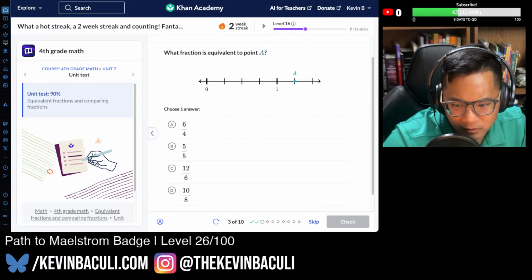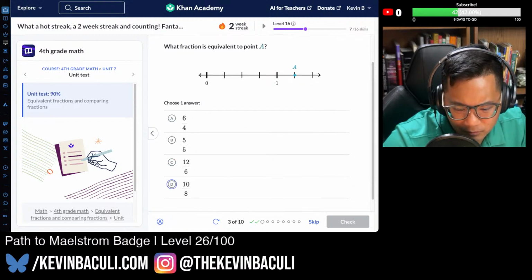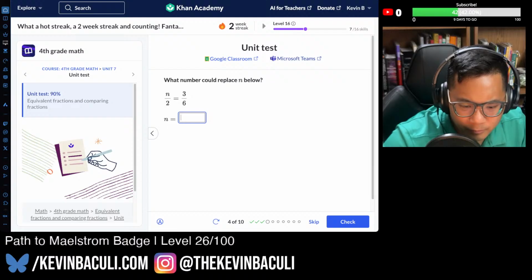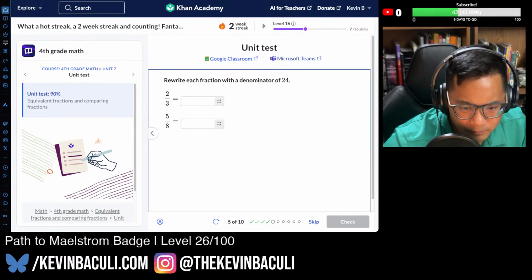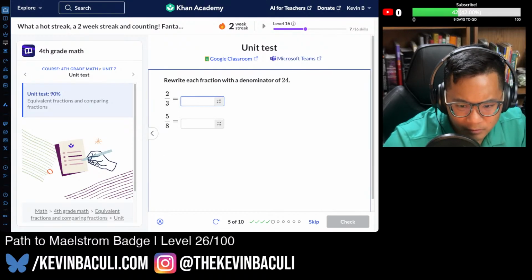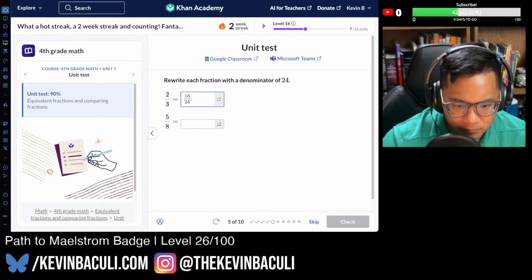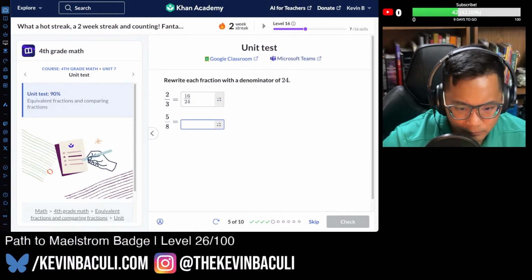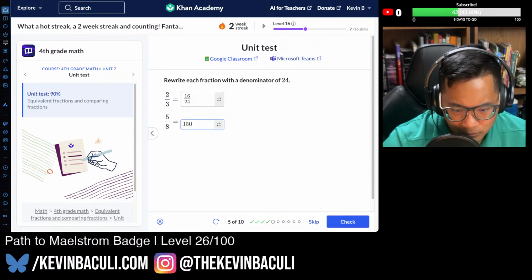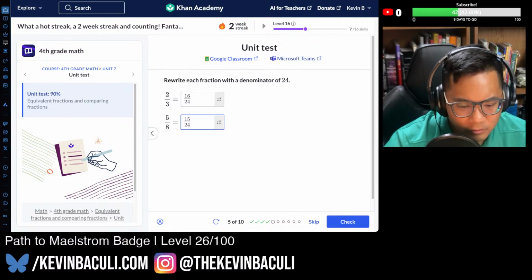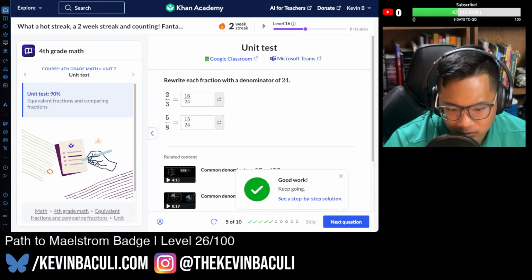Point A. 0.25. 1. Which number could replace as a denominator? 8, so 16, 24. Then 15, oops. 24. Yeah, times 8.